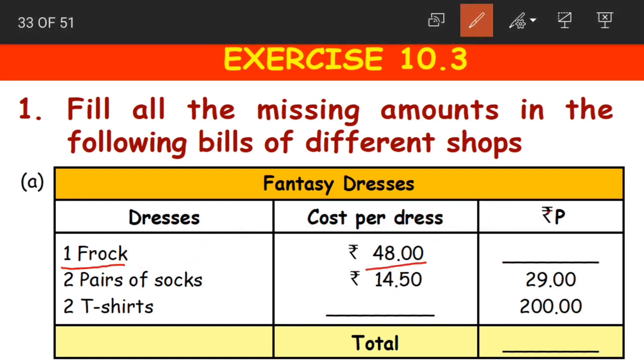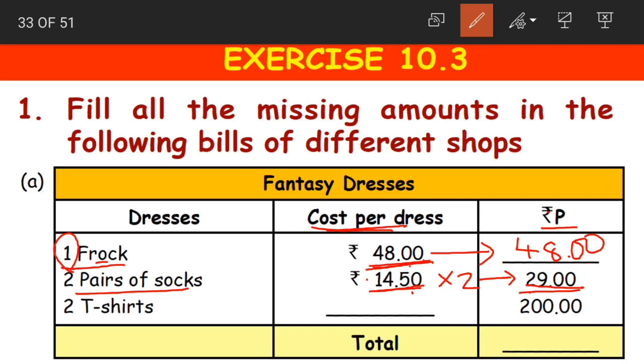One frock is 48 rupees. Cost for one frock is 48 rupees. And what will be the total rate? We have bought only one frock, so the same amount can be written here, 48 rupees. Next we have bought two pairs of socks. Cost of one pair is 14 rupees 50 paise. So the cost of two would be 14 rupees 50 paise into 2. That is nothing but 29 rupees.